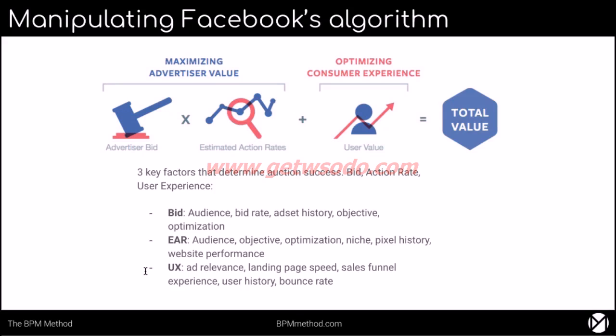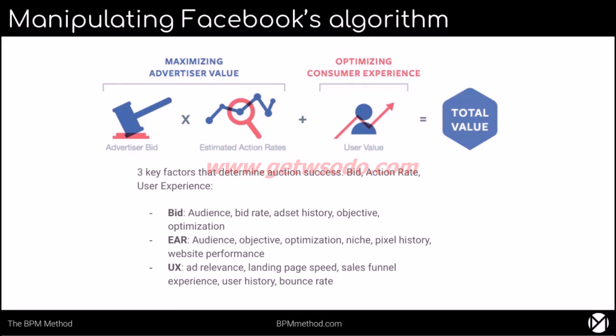FYI, Facebook can also see that as well. So don't be surprised if Facebook are taking a lot of these into account when they're looking at how well you're building the user value. Put all those three things together, that gives you the total value in the auction. That defines whether you're going to win the auction for that one user or not.